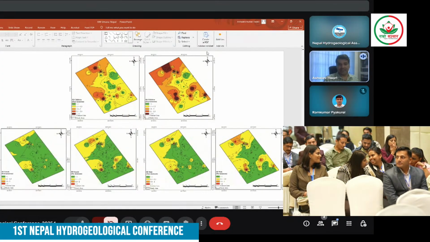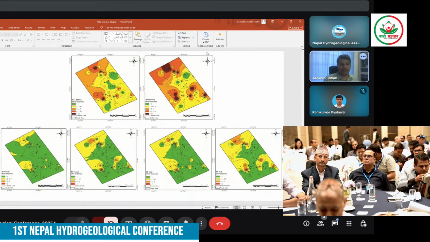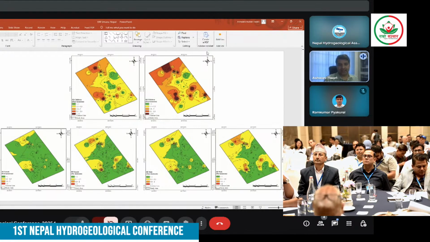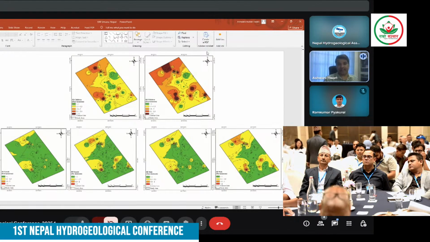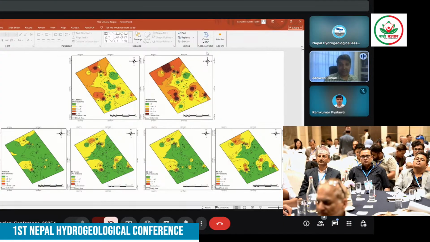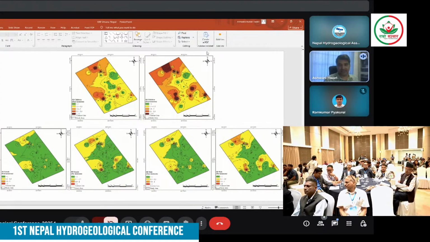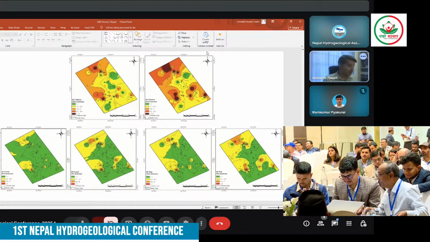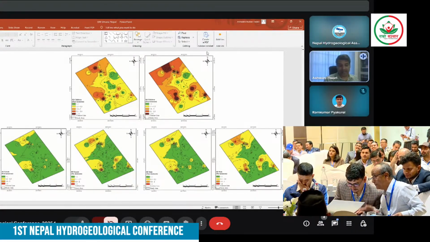And we have tried to calculate in 3 different age groups: children, and then male and female. What we identified in the study area is that children are more vulnerable as compared to male and female, and we have to be more concerned about the children's health in the study area and require treatment before the use of groundwater for direct utilization.